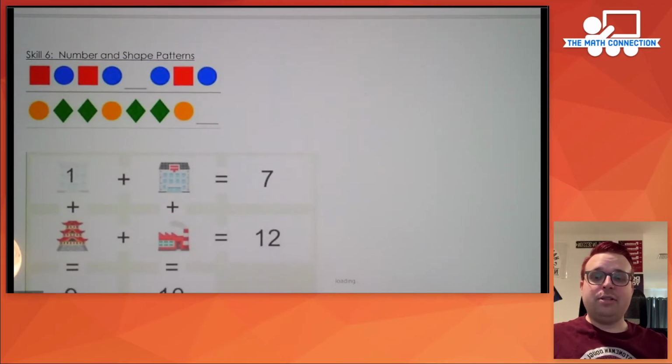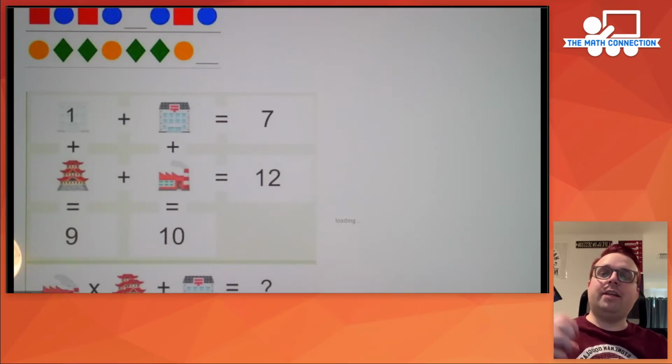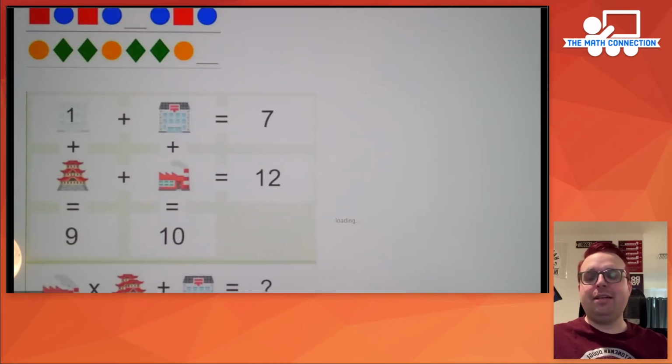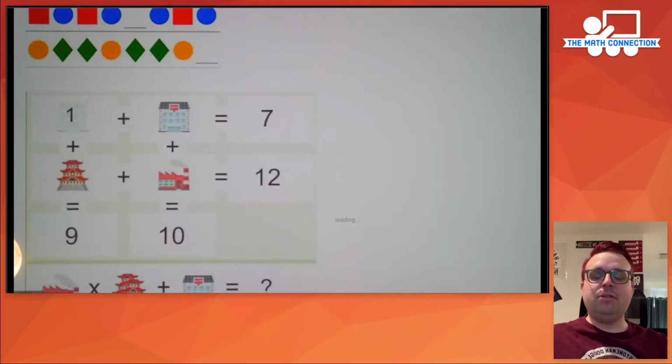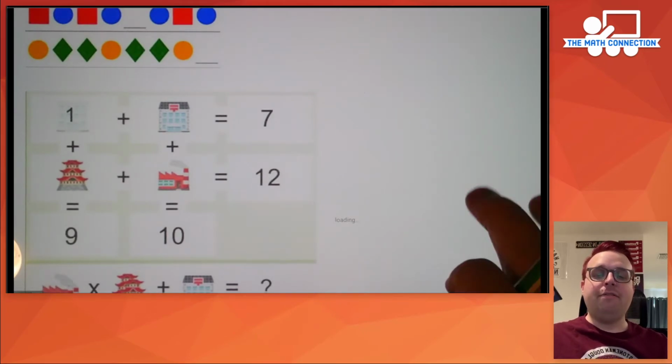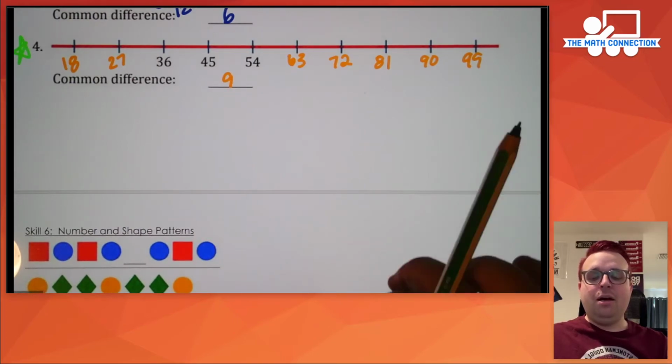We're on our next section here. The next section is number and shape patterns, and I said I was going to do this and then go backwards and do number 5. It's fine. All I really wanted you to see was not the difference, but the similarities: that there are patterns that you're following. For example, the pattern here is that the difference is 9 every time.